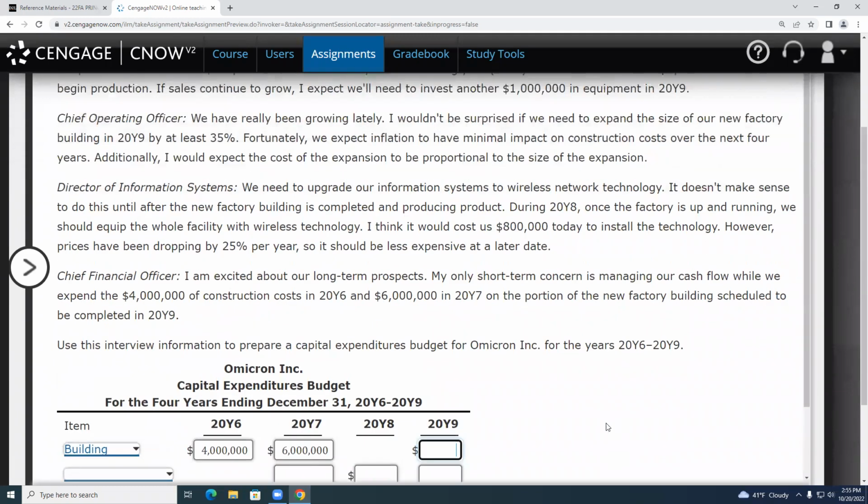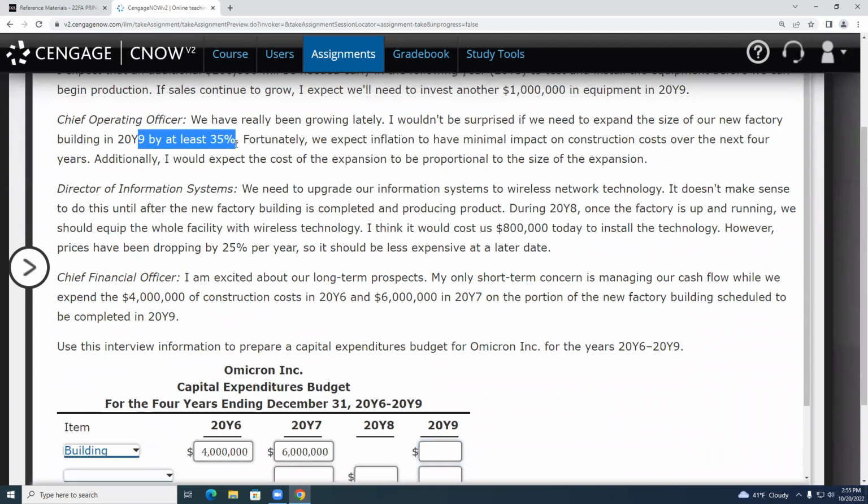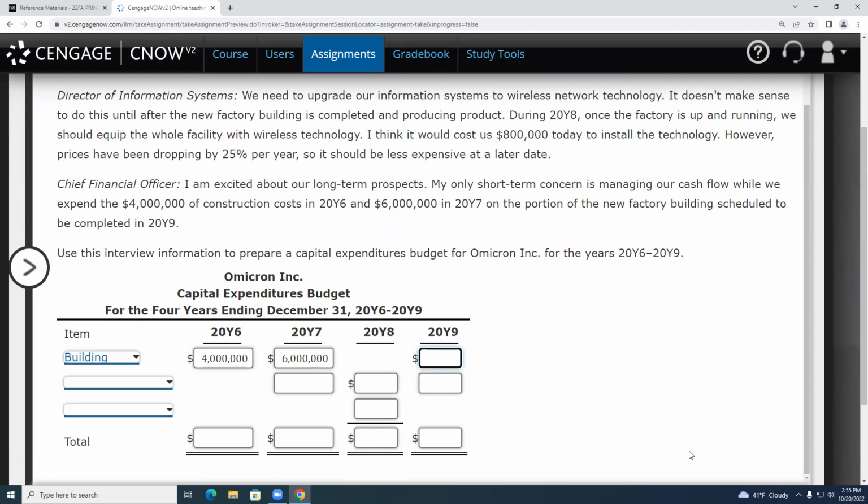And then remember, we were going to do a 35% add-on to that building in 2019. But they said it would be proportional to the size of the expansion. So if the original building was 10 million and we're adding 35% onto it, we're going to add 35% of $10 million. We're going to plan to spend another $3.5 million to expand the building in 2019.